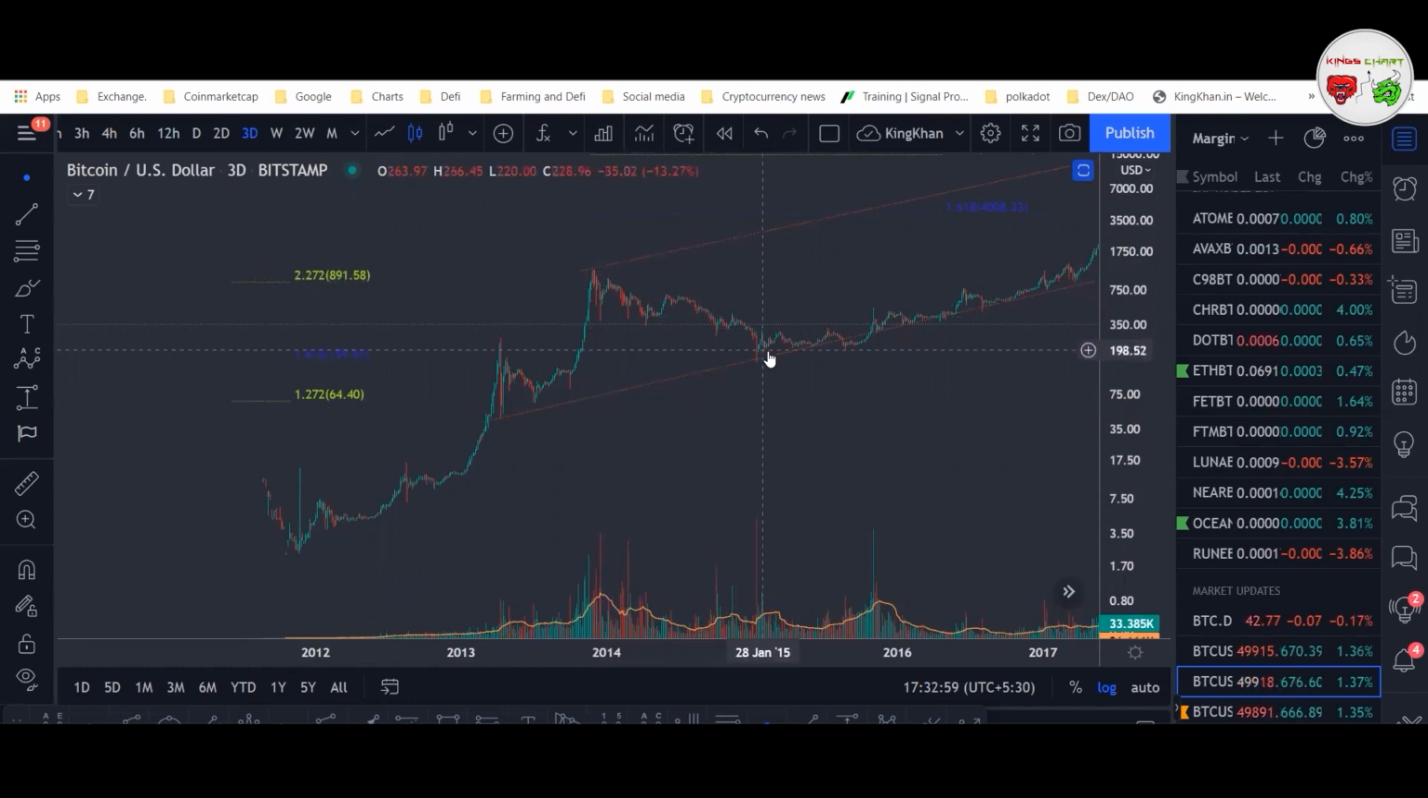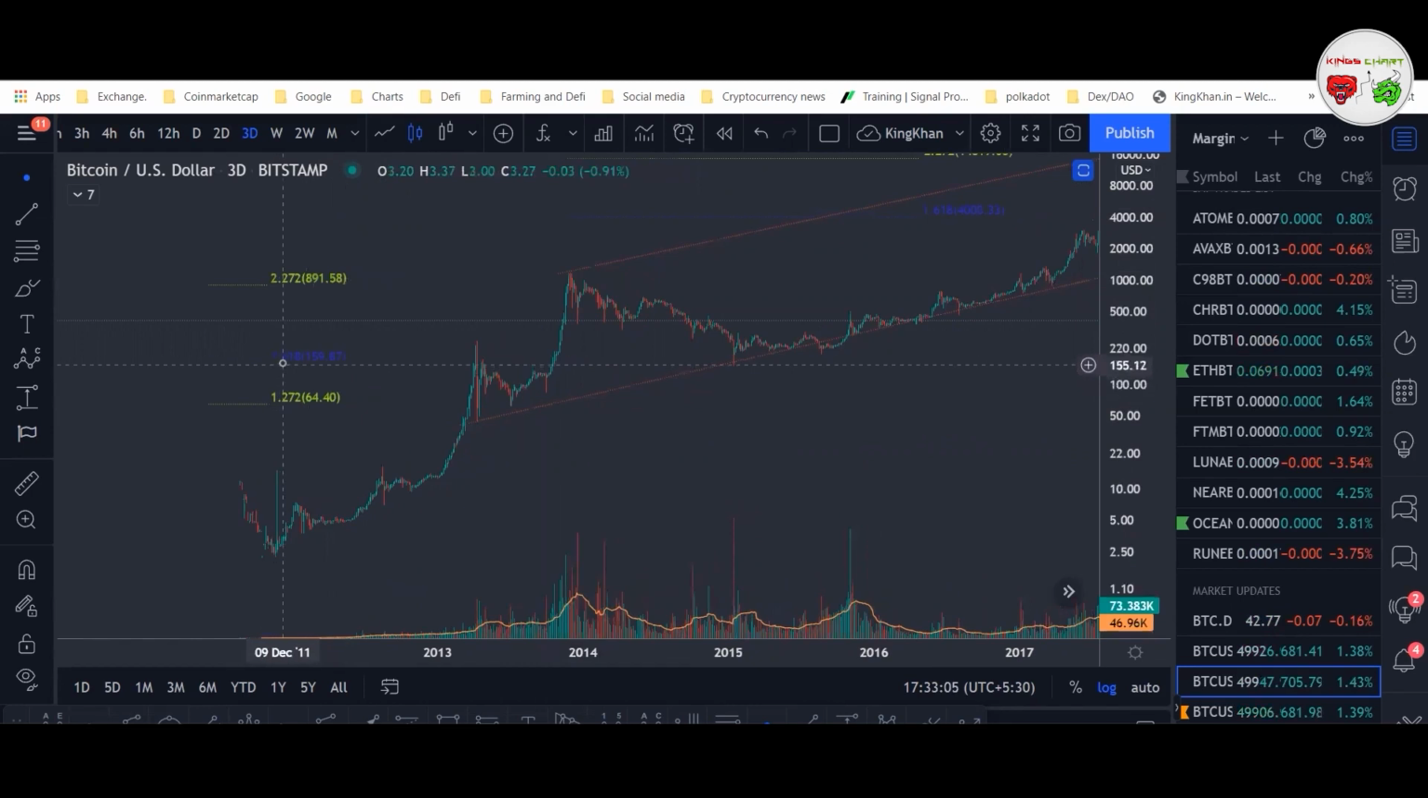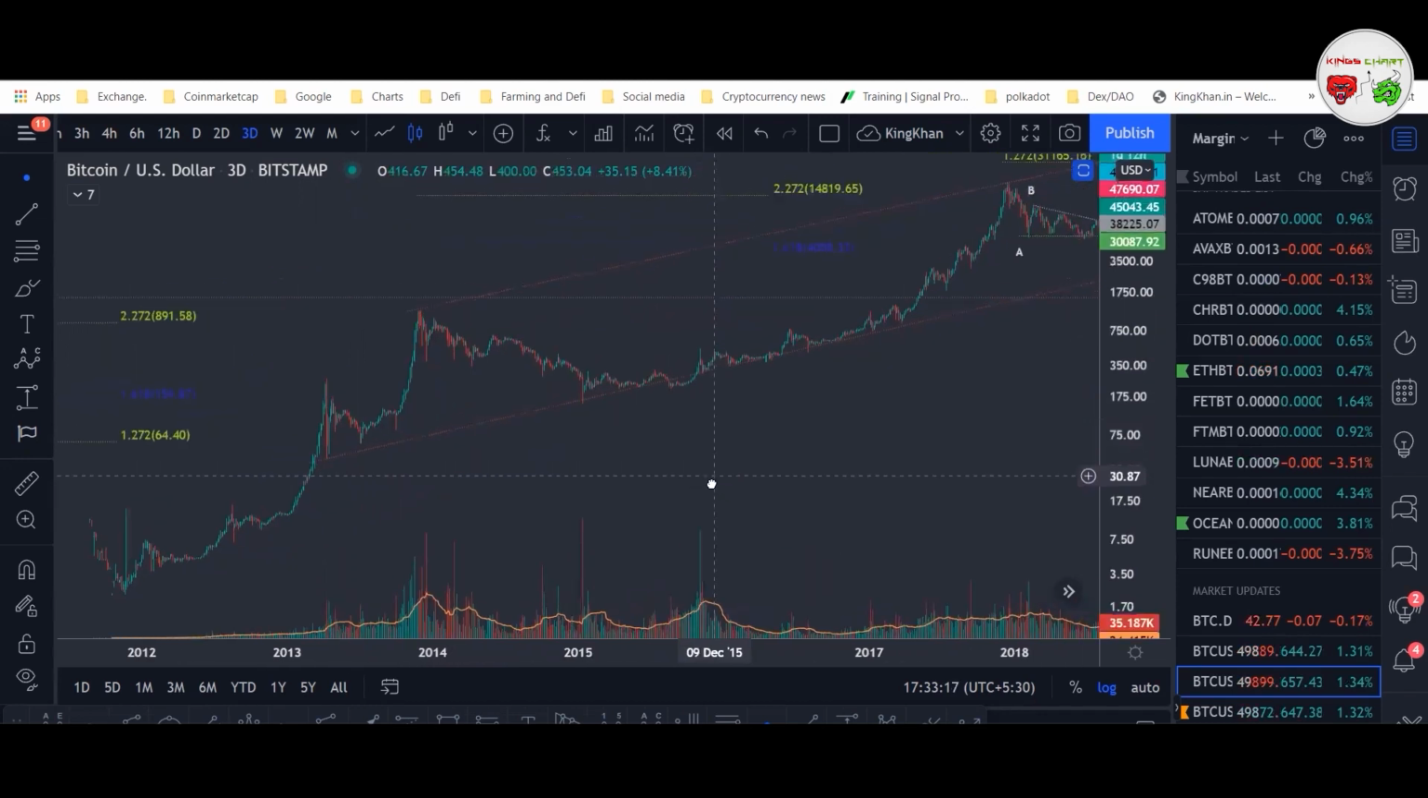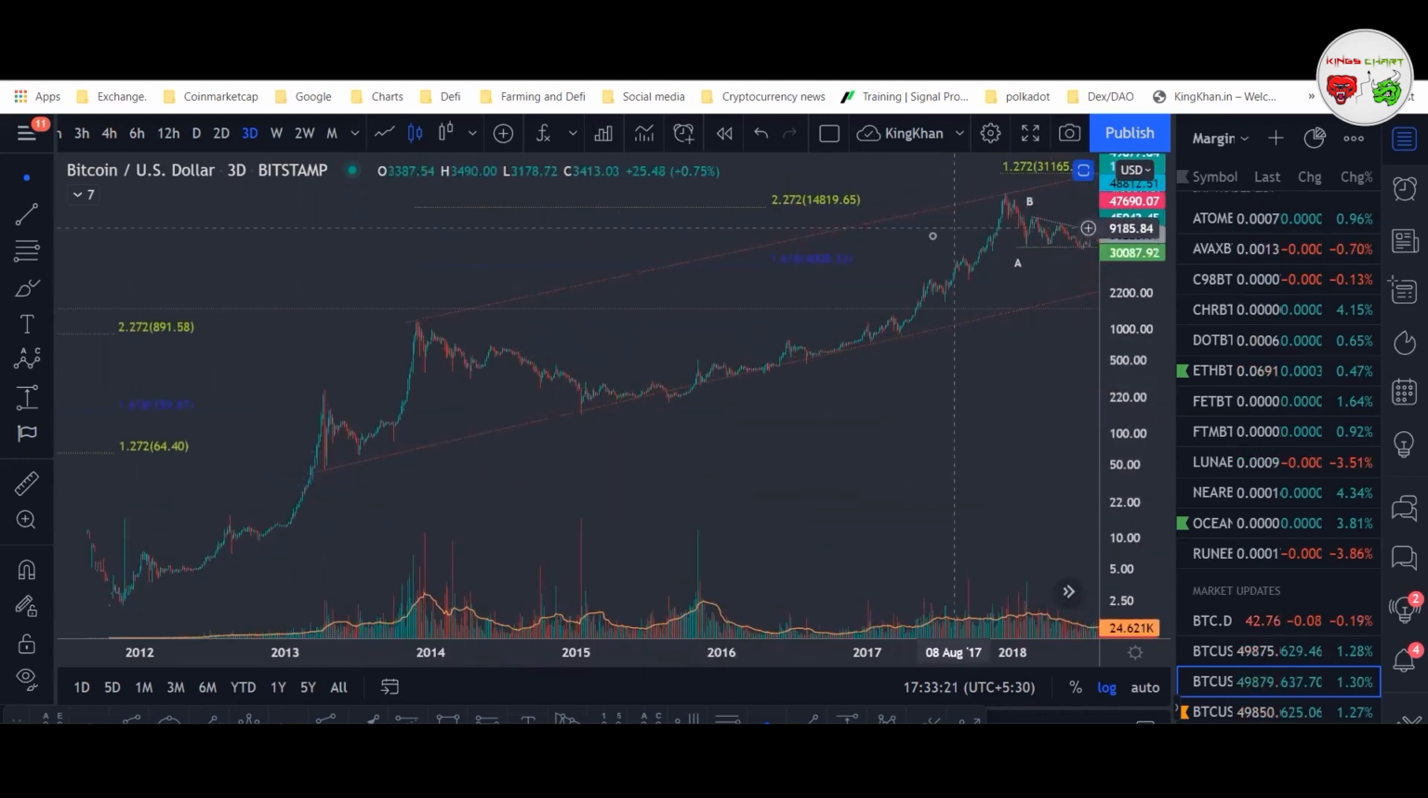Then we started the bear market after hitting this level, and you can see the bear market bottom around 150, and the 1.618 level acted as a support, the low of the bear market here. Then you can see another rally from here, then like this.